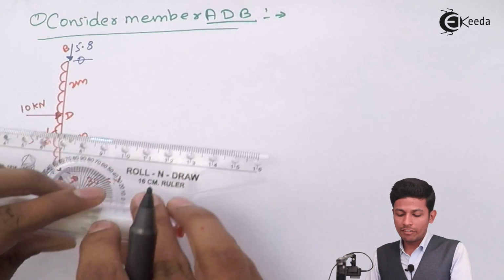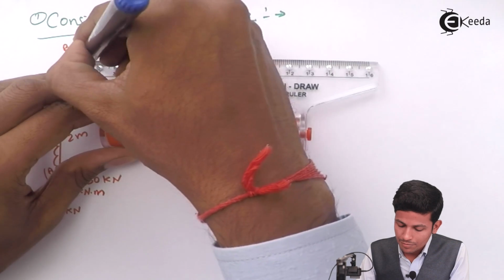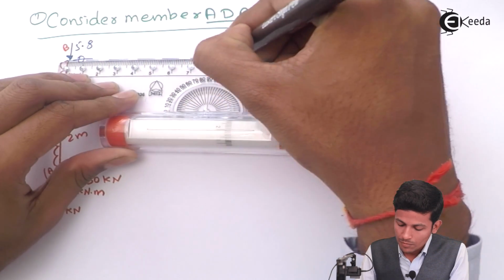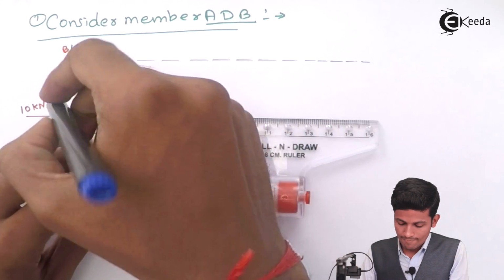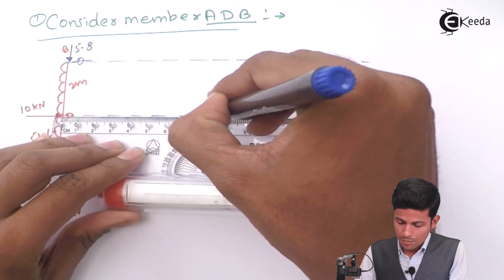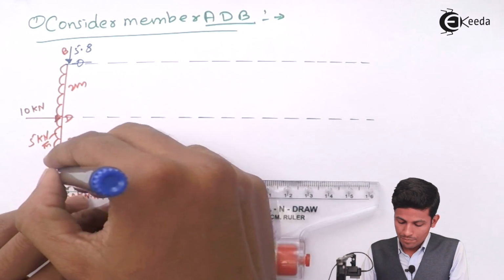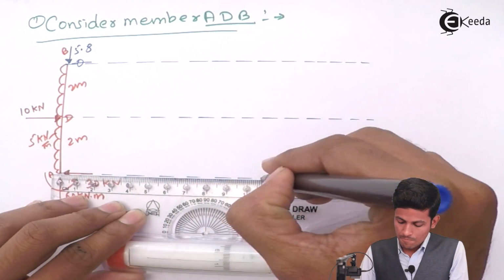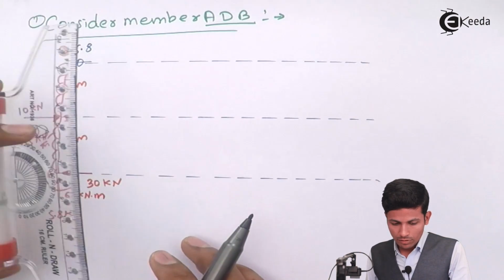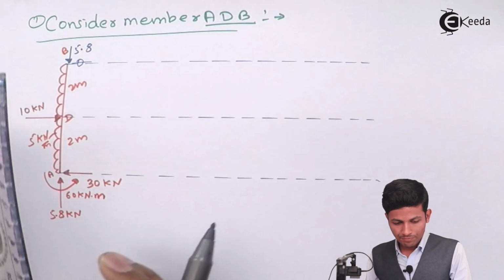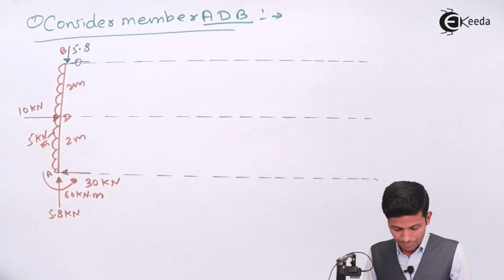Now draw the AFD, SFD and BMD. Let's extend first. Now first draw the SFD part, sorry, AFD part.